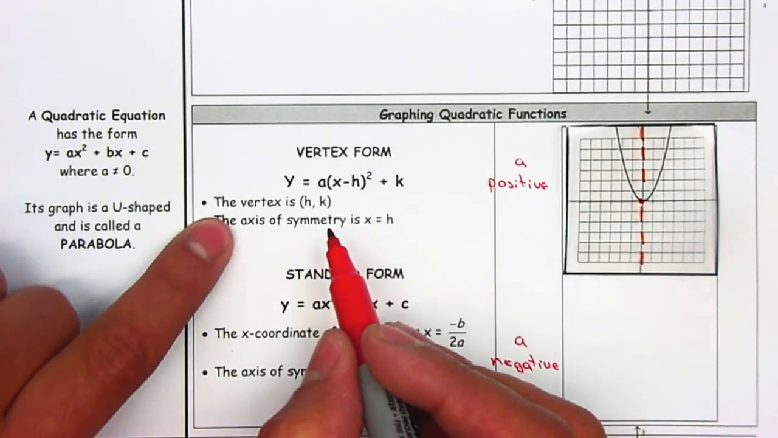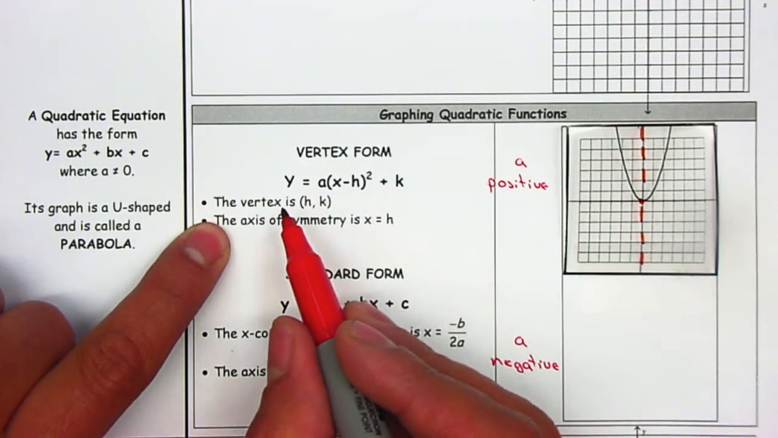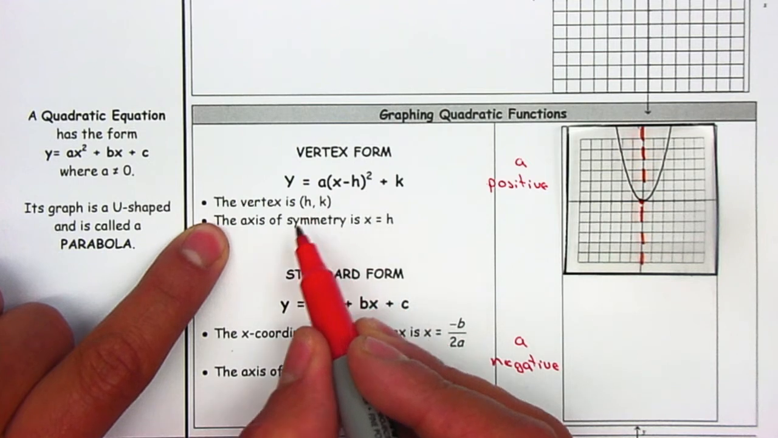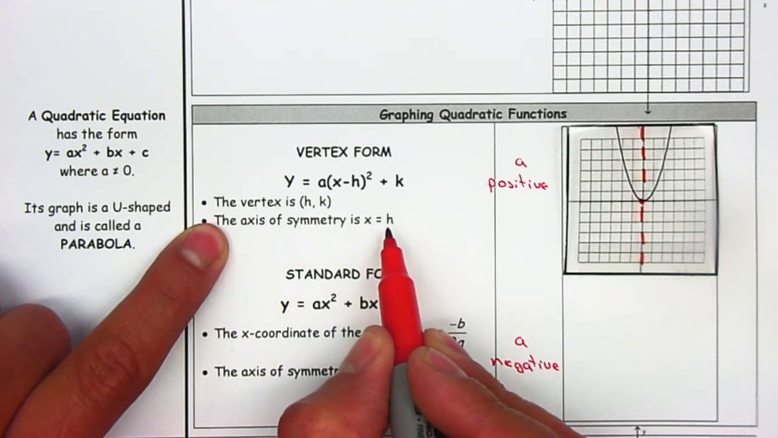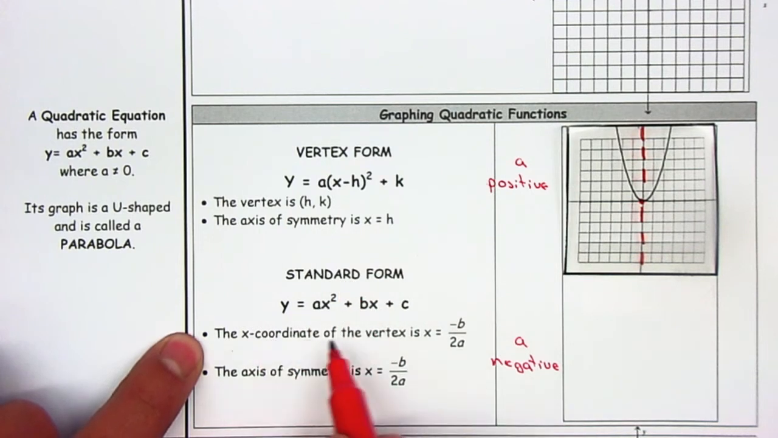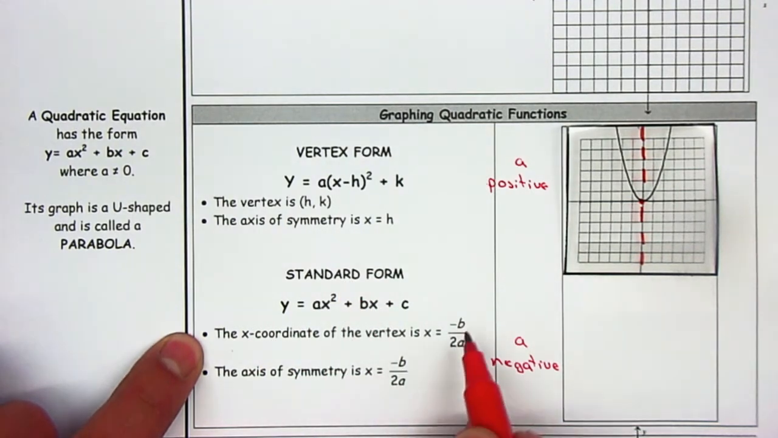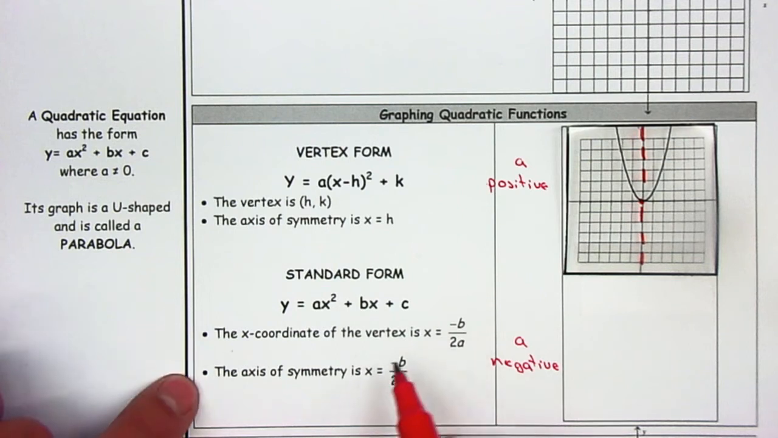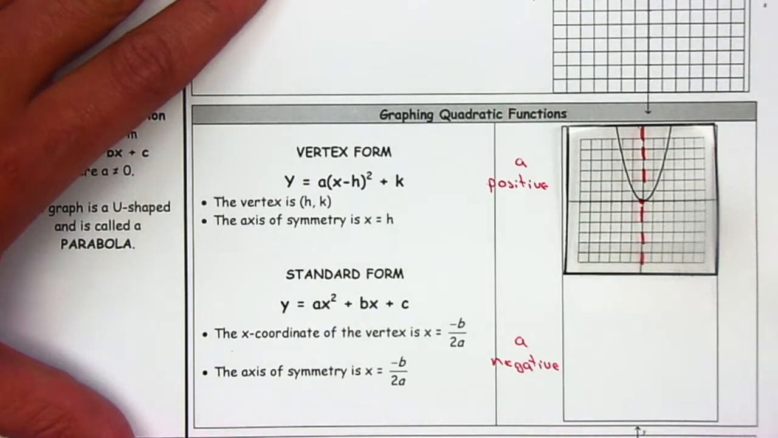As you can tell, if it's in vertex form, our vertex will be h and k. The axis of symmetry will be x is equal to h. On the standard form, we're going to have to find the vertex, and they're giving us a formula for the vertex, and the axis of symmetry will be the x value of the vertex. Same thing as the vertex form. But let's go and start on example number 1.